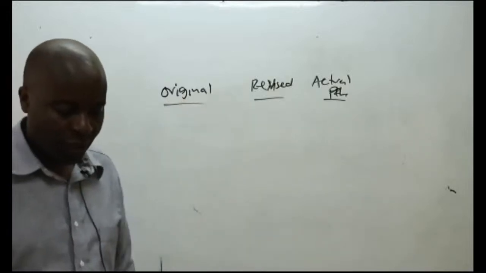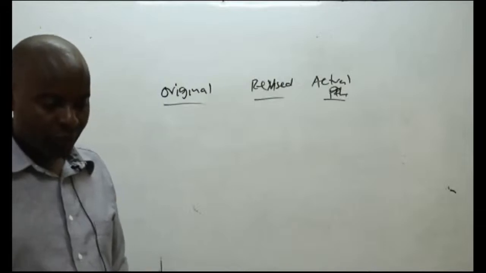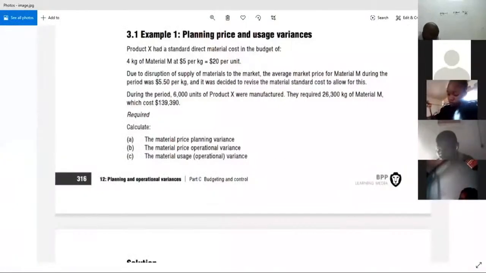So we start with the first one in the question. We are told, product X had a standard material cost in the budget of 4 kilograms. So we have the material cost, how much? 4 kilograms at $5 per kilogram, giving us what total cost according to the question. The total cost here should be $20 per unit.